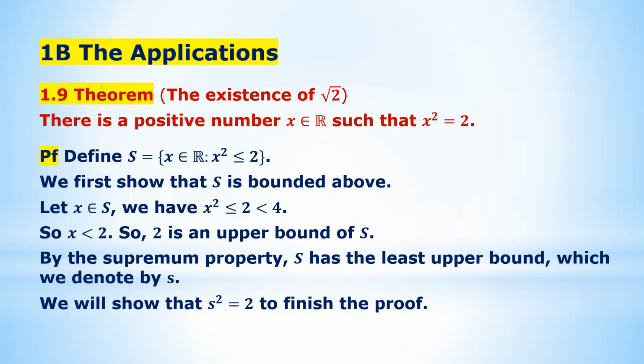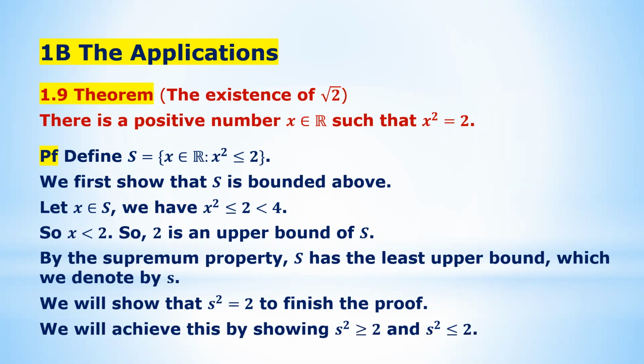Okay, so now come to the problem. How do you prove that s squared equals 2? Again, we use a very special way. We're trying to show that s squared is greater or equal than 2, and at the same time, s squared is less or equal than 2. If you can establish both inequalities, then s squared has to be exactly equal to 2.